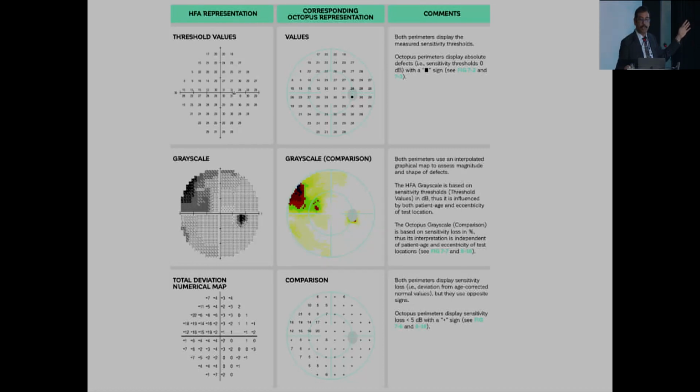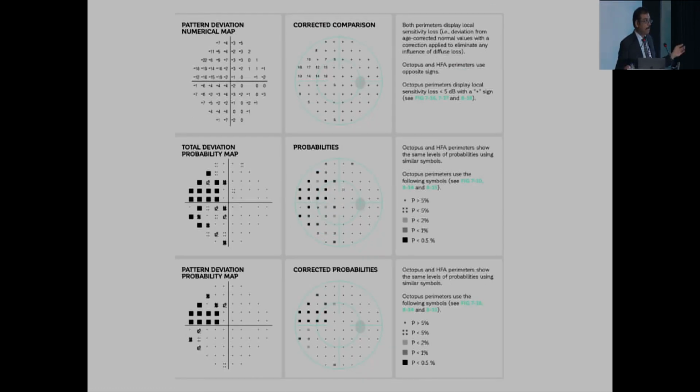The threshold values are the same as the values in the Octopus. The grayscale in the Humphrey's is a little different from the grayscale of the Octopus. The grayscale of the Octopus is basically taken from the total deviation plot, something similar to the Humphrey's. So it is precisely what it means for the age-corrected values. Then you have the total deviation plots of Humphrey's, which is called comparison in the Octopus. Then the pattern standard deviation is called corrected comparisons. Then you have the probability plots, directly called probabilities.